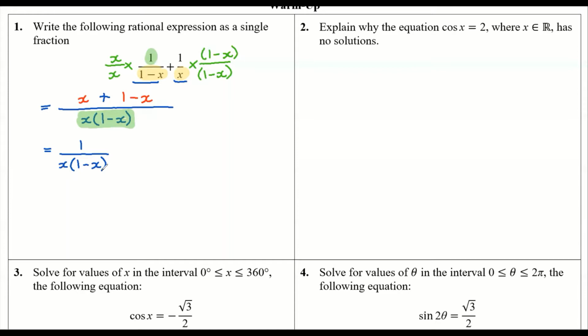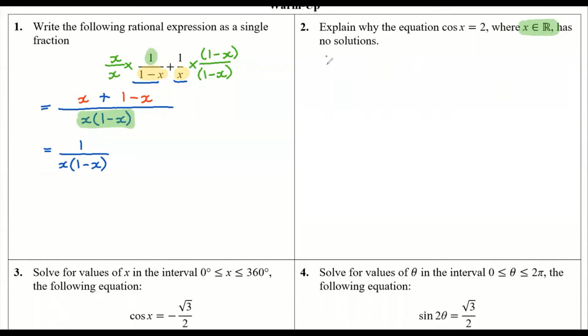Moving on to question 2. We're asked to explain why the equation cos x equals 2, where x is any real number, has no solutions. That's obviously important. They've bothered to tell us this. Well, this is just a fundamental fact about the cosine graph, isn't it? I won't draw it out. We can just simply talk about the range.